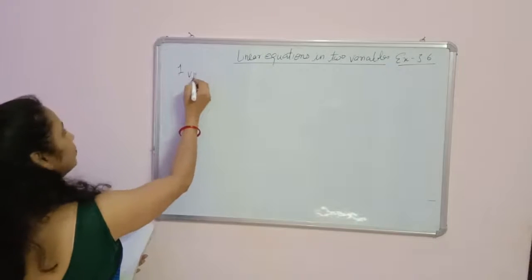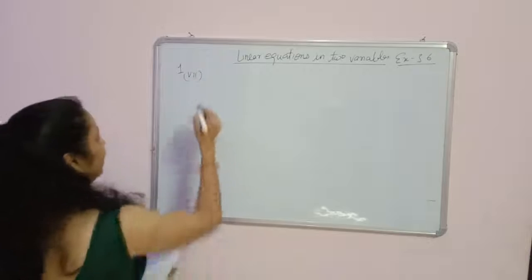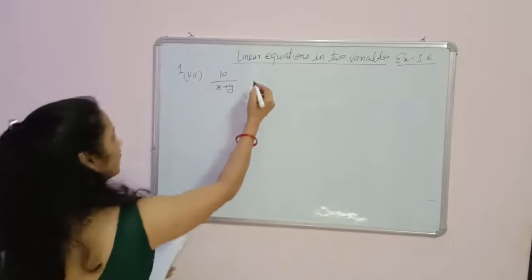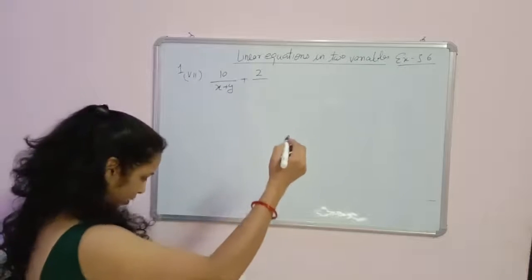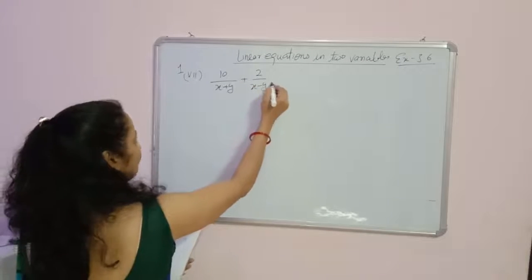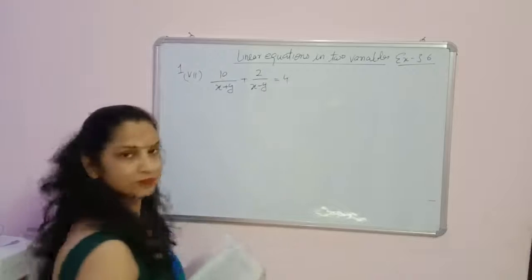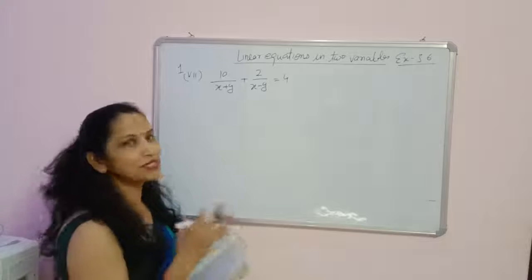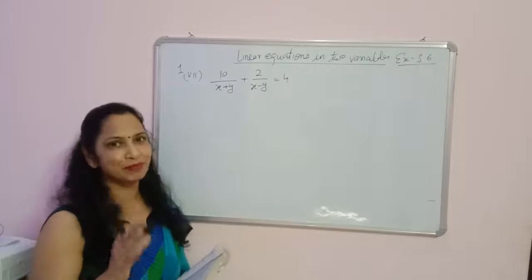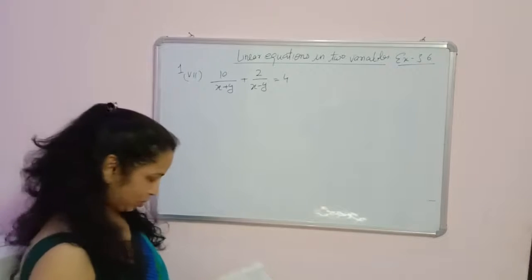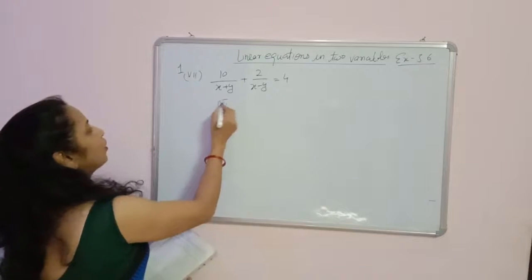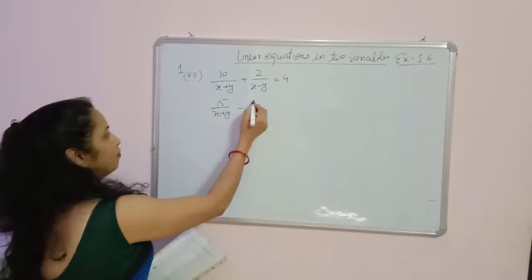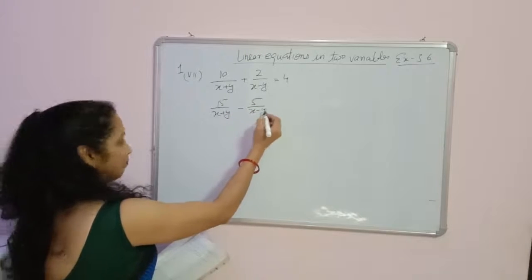Okay. So this is the sixth part. Is it? No, seventh part of the question number first. It is 10 upon X plus Y plus 2 upon X minus Y is equal to 4. Okay. This is called the reducible method, in which you are going to reduce the equation so that you can easily simplify any of the equation. So the second equation is 15 upon X plus Y minus 5 upon X minus Y.